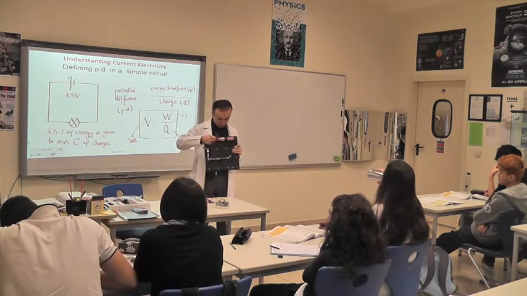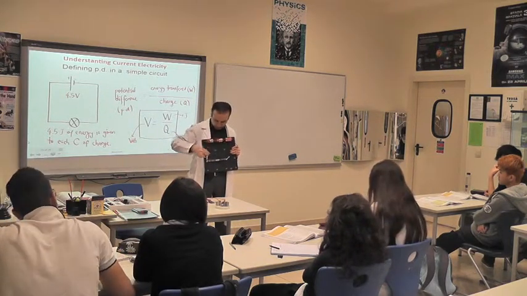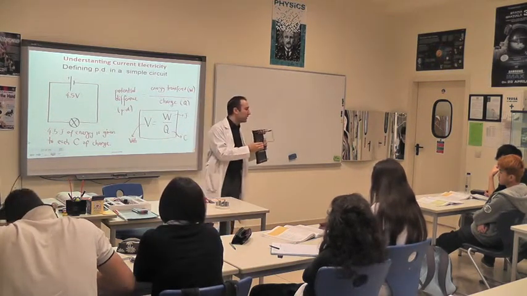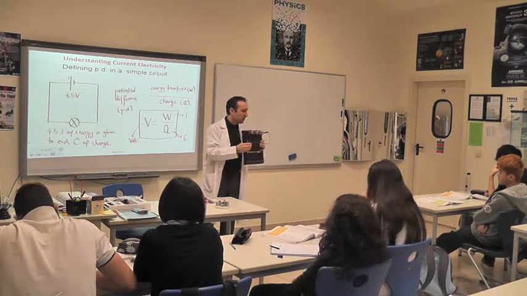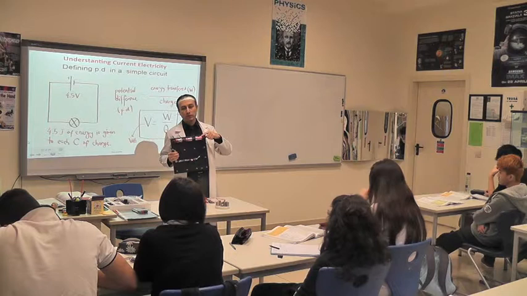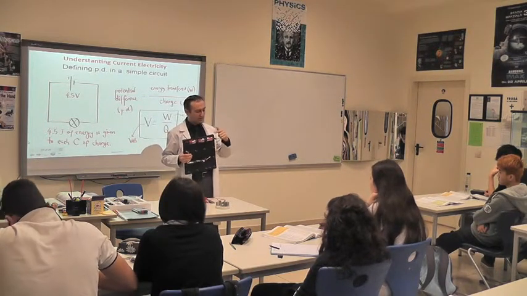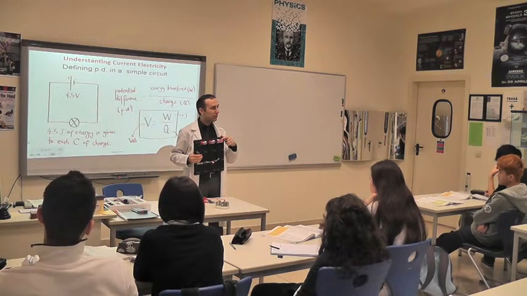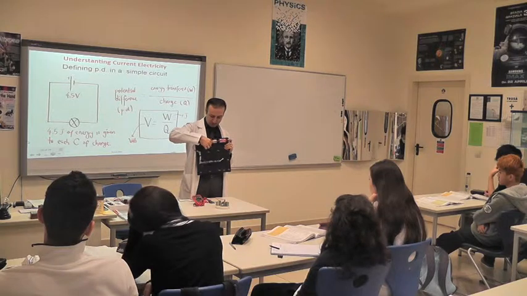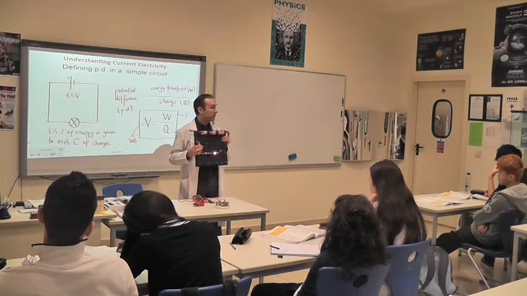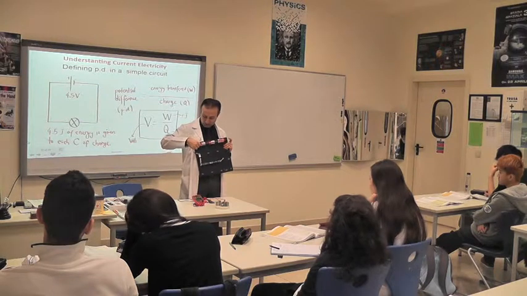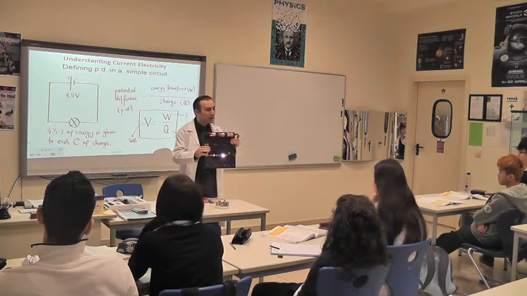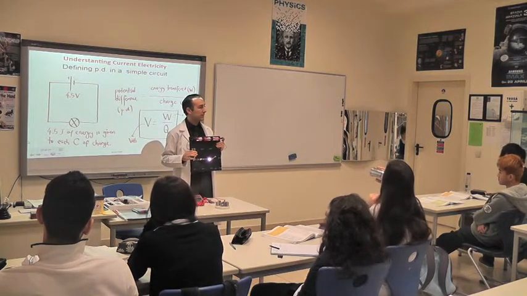If I just give one cell, what happened? A very little amount of light. Less energy is transferred by 1.5 volts of battery. In this case, every coulomb of charge is getting 1.5 joules of energy. In this case, every coulomb of charge gets 3 joules of energy. And in this case, every coulomb of charge gets 4.5 joules of energy. Okay?